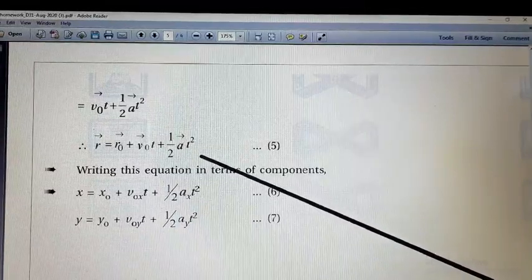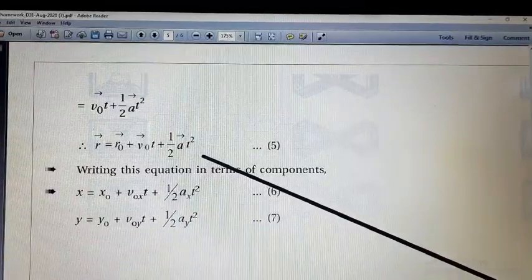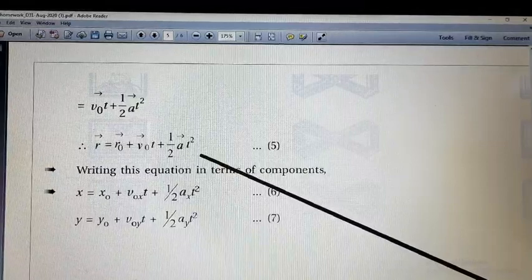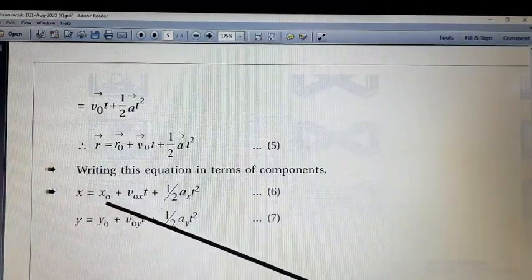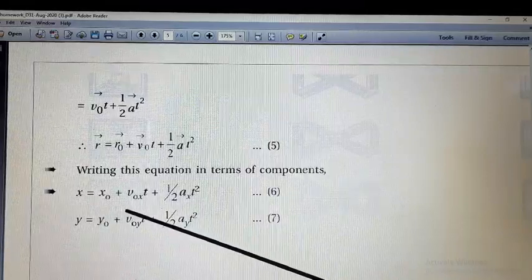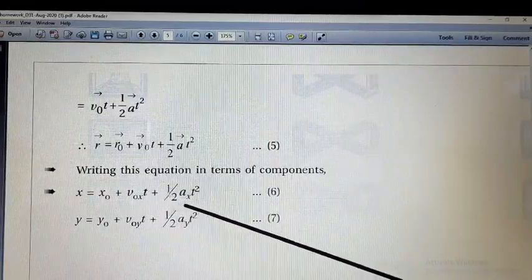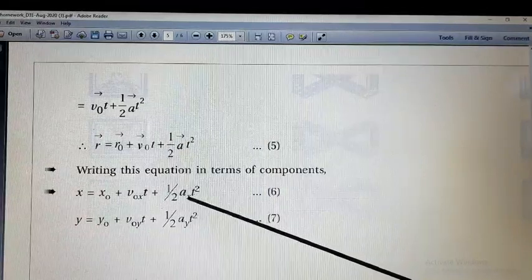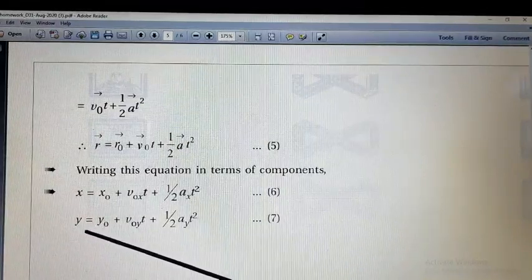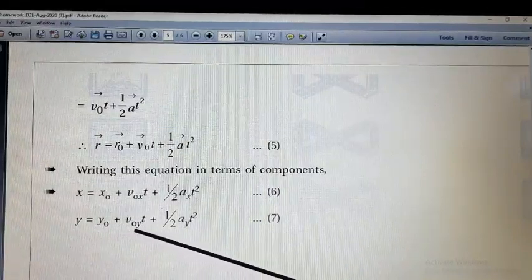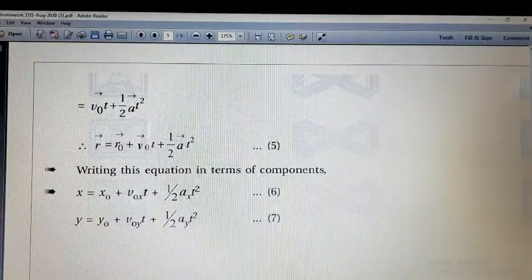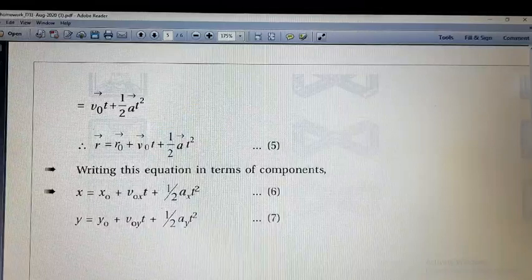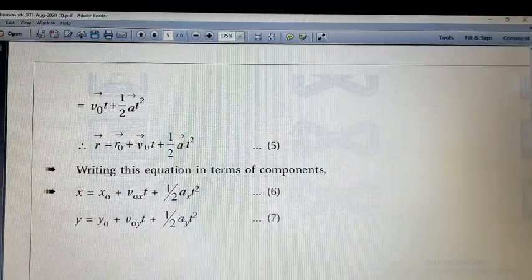Suppose we write this equation in two components, x and y. So instead of r we can write x. So we get x is equal to x0 plus v0xt plus 1 by 2 axt square. Same way, y is equal to y0 plus v0yt plus 1 by 2 ayt square. So friends, these equations are very useful. So you write and prepare it.